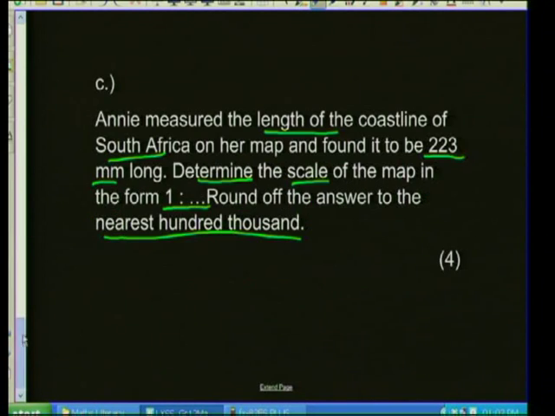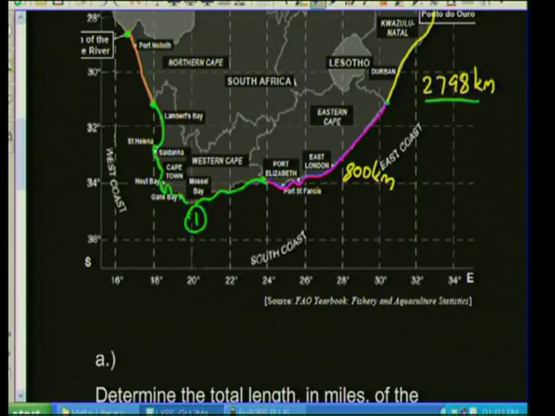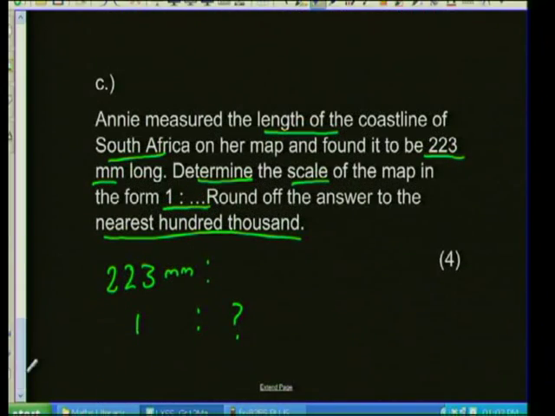So what do we know? Again, we tend to panic before we actually try and answer. We know that she has measured 223 millimeters. And then we think, well, now what? We need 1 to something, but we know the measurement of the coastline. So we go back to our first question, and we see that was our measurement: 2798, and that was kilometers.